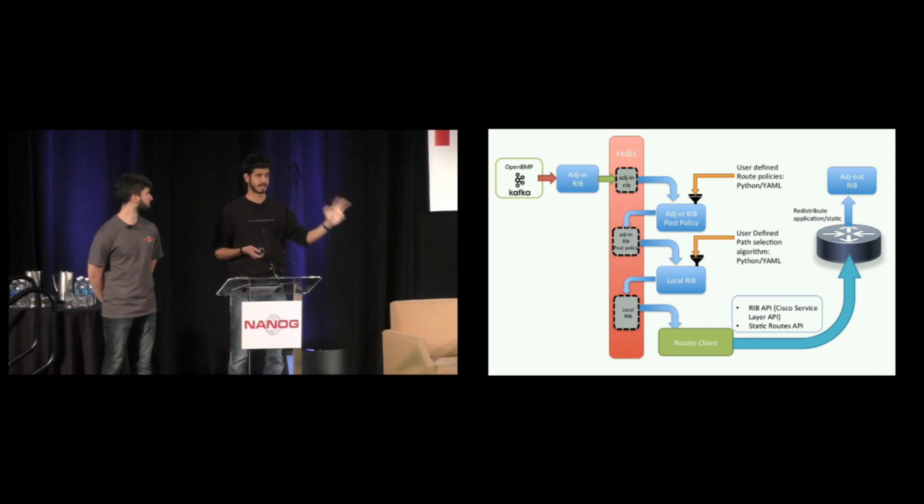We didn't complete the entire hack yesterday. Most of it was done, but we've completed most of it now, at least for it to be usable by folks. And by the way, because we already have a Redis database, you can actually use Redis to construct your own CLI if you wanted to, so that you can access the adjacency in RIB post policy or local RIB on your own while the controller is operating.